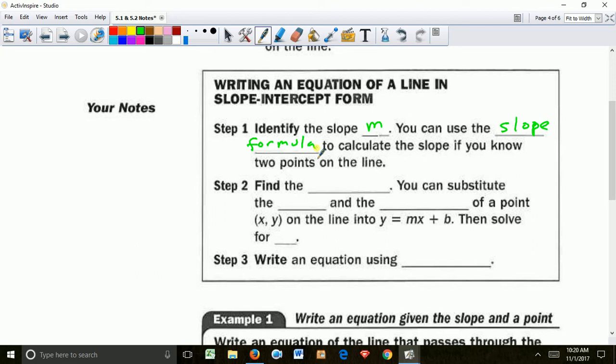Next, you want to find the y-intercept. You can substitute the slope and the coordinates of a point (x, y) into y equals mx plus b, then solve for b, the y-intercept. When you're done doing this, you plug b back in, and the last step, step 3, is to write an equation using y equals mx plus b.